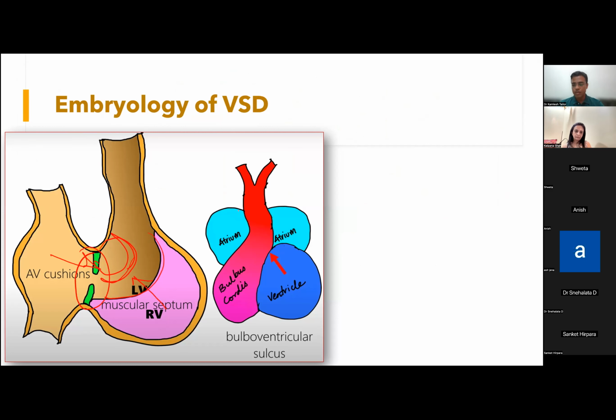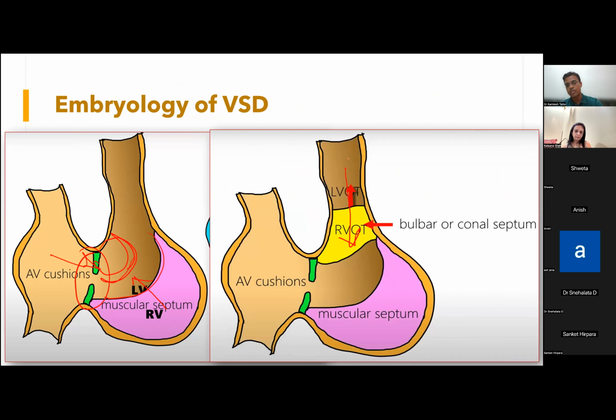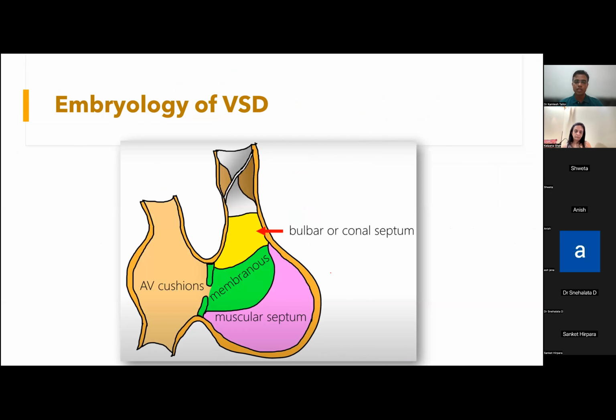The muscular septum, which I already discussed, starts growing here and then in this direction, and then the spiral septum, which I called the APS, starts growing in this direction, dividing the aorta and pulmonary artery also. So all these three form the interventricular septum. This is called the membranous septum, this is called the muscular septum, and this is called the bulbar or conal septum. Any defect in all these will come as one of the classifications of VSDs.